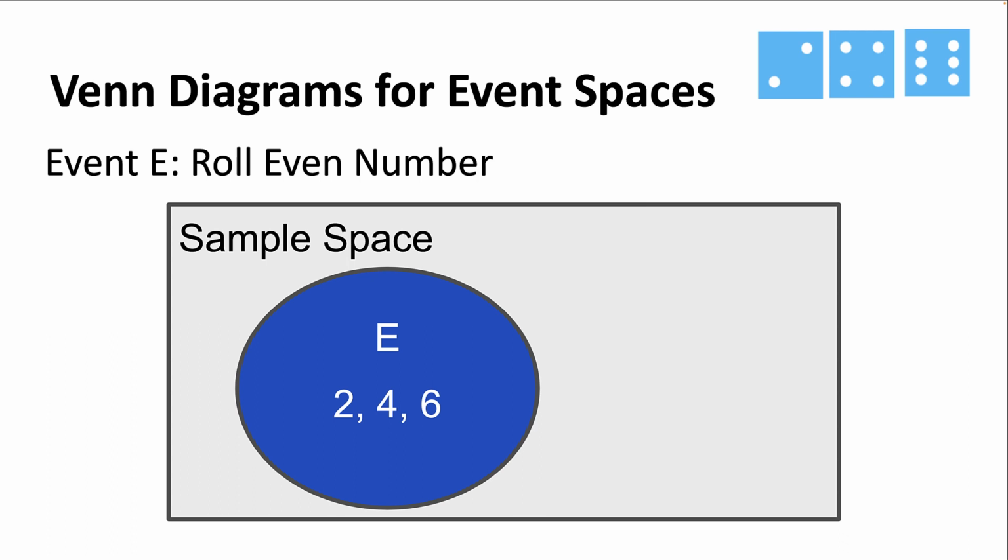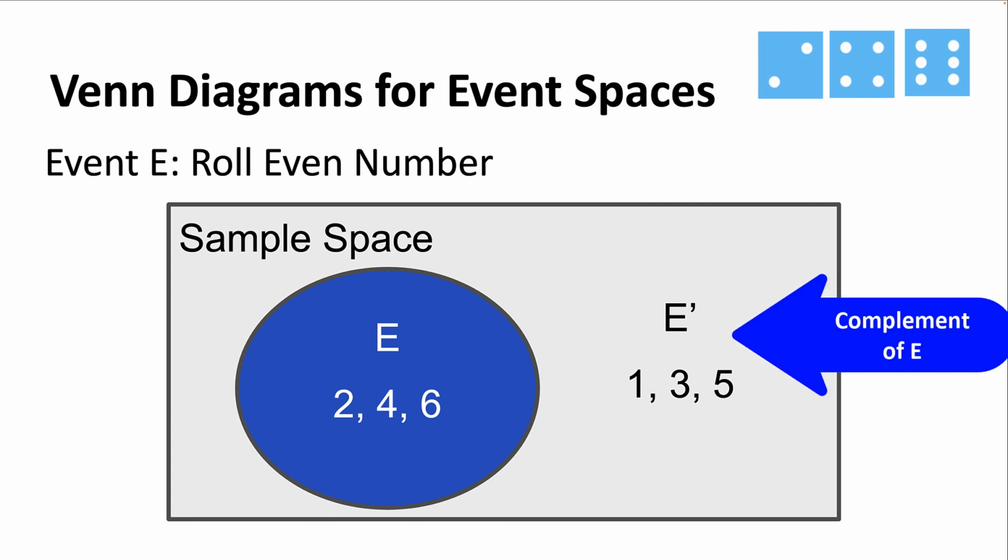Now outside that circle, we're going to have the outcomes that are still in the sample space, but not in event E. So in this case, outside of event E, we'll have the numbers 1, 3, and 5. Those are possible outcomes, but they're not part of our event space of rolling an even number. These values that are in the sample space and not a part of event E are known as the complement of event E.